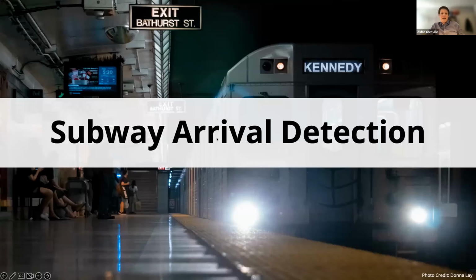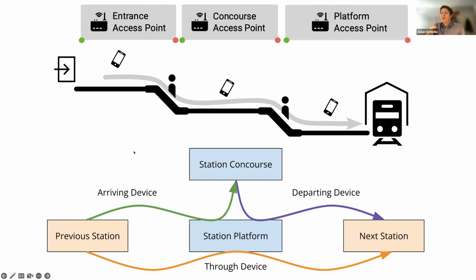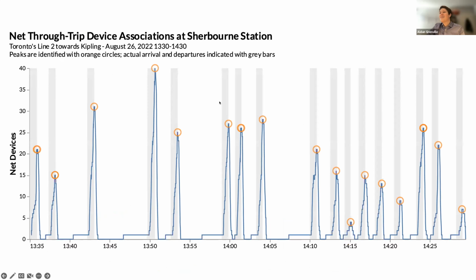So our last area of focus was subway arrival detection, and this is something we really wanted to go back to and look at how can we tell from users how trains are moving through the system. So this is flipping the problem of how can we see what users are doing from trains on its head. And we were actually able to very successfully find, based on peaks in the device association patterns with this particular station's Wi-Fi access points, when a train had arrived.